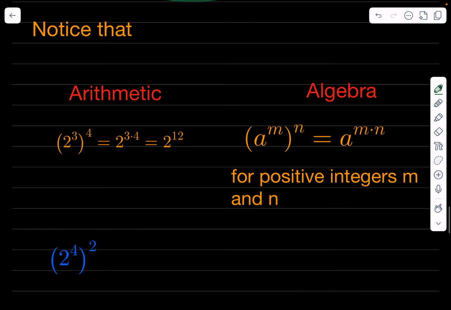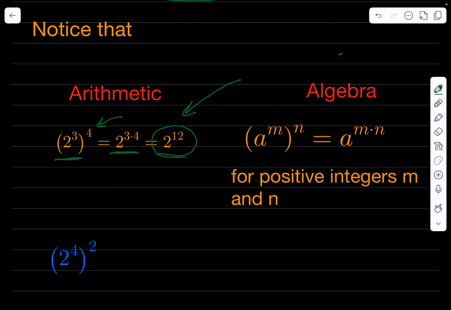Let's look at this again. Same as always. I've got it two ways. One is with arithmetic or numbers. I've got 2 to the 3rd raised to the 4th power. Our rule says we multiply the two exponents. So 2 to the 3 times 4. 3 times 4 is 12. So our answer is 2 to the 12th.